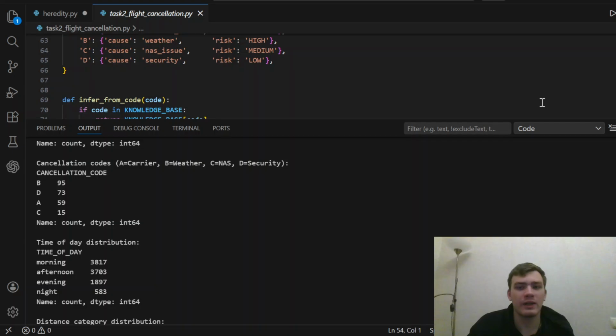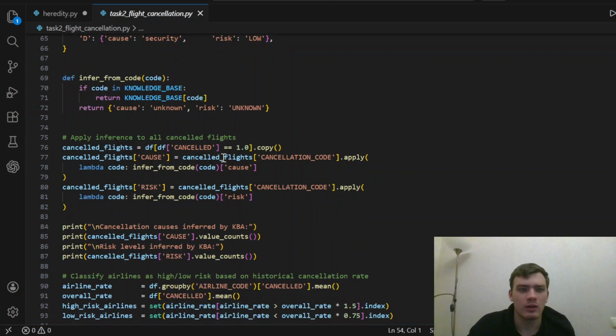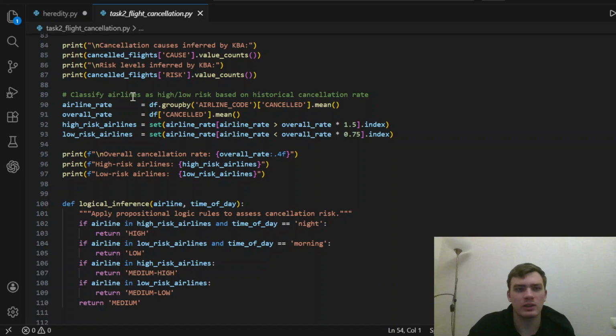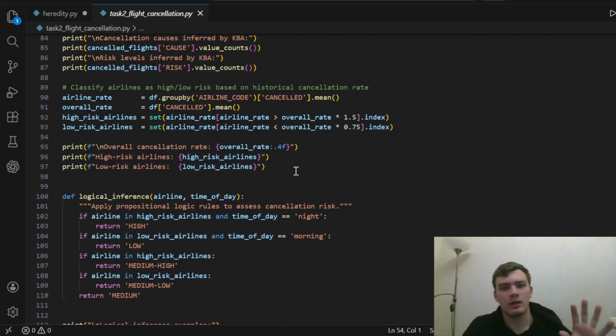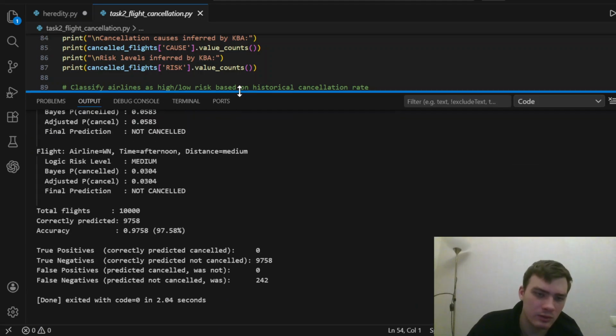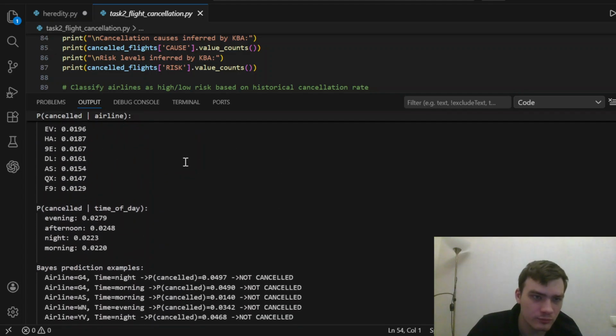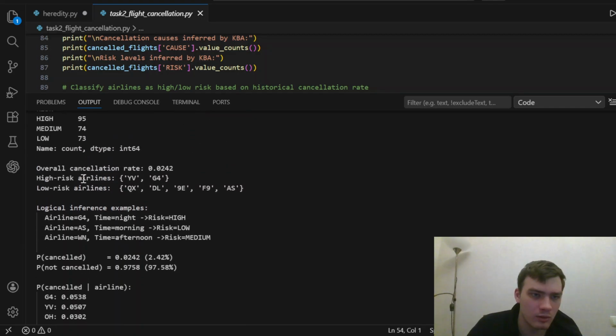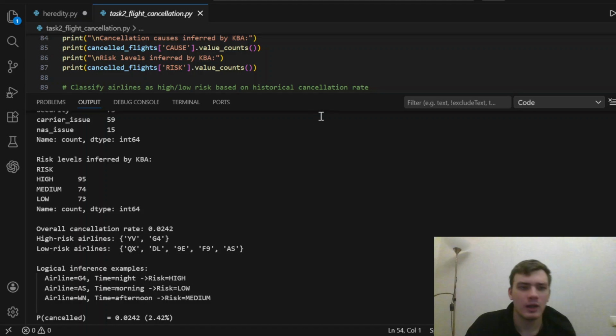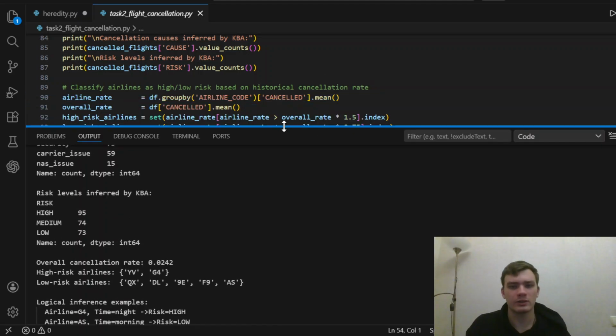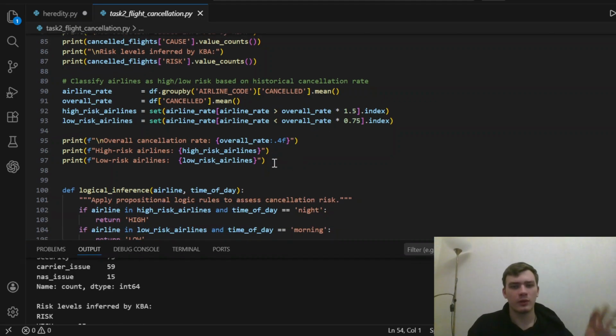Next, I classify airlines by risk. So I calculate the cancellation rate. Here, classify airlines. Airlines with a rate 1.5 times above average are high risk. That's G4 and YV. And low risk airlines are all the others, below 75% of average.